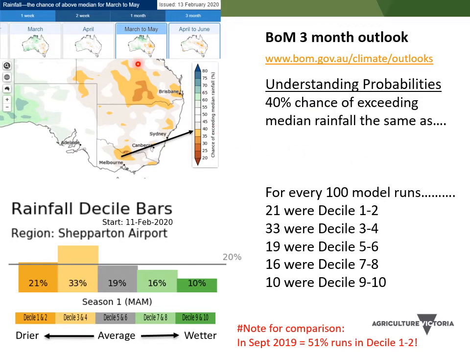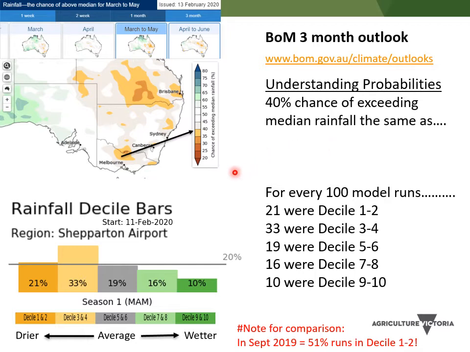So here's an example of the current forecast that the Bureau has for the next 3 months, for March to May. This was issued on the 13th of February. You can see these sort of maps, and they give a probability of above or below, the chance of exceeding median rainfall. So looking at this area here, a 40% chance of exceeding median rainfall, but that also means a 60% chance of less than average rainfall. But there's a little bit more devil in the details.